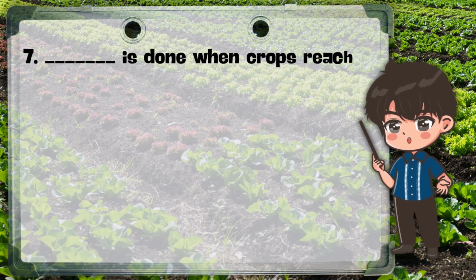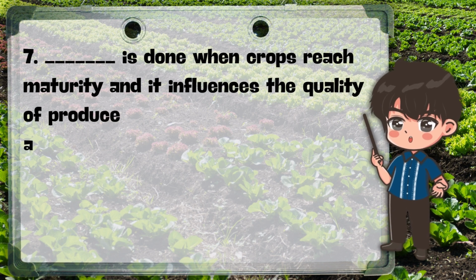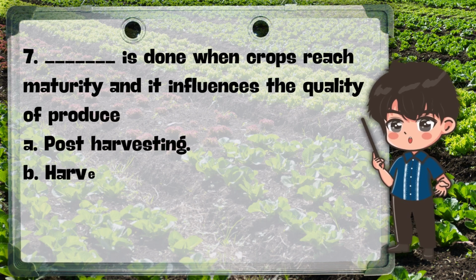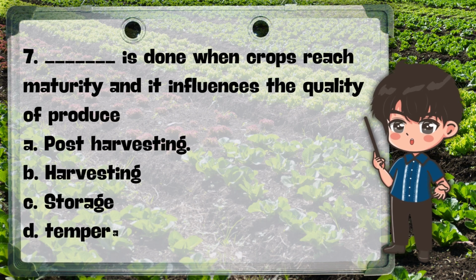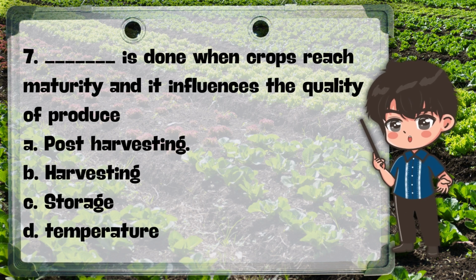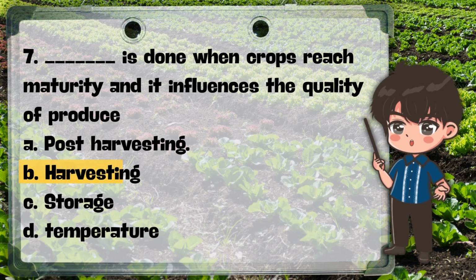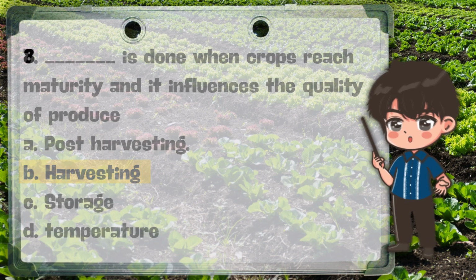Next, number 7. Blank is done when crops reach maturity and it influences the quality of produce. A. Post-harvesting. B. Harvesting. C. Storage. D. Temperature. And the correct answer is letter B, harvesting.